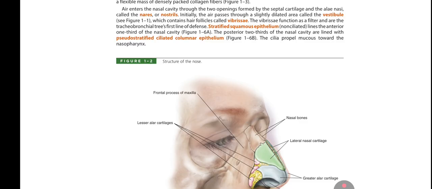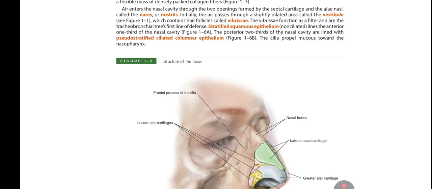Then here we have the posterior two-thirds of the nasal cavity. After you go through the anterior one-third, which is lined with stratified squamous epithelium, you will be left with pseudostratified ciliated columnar epithelium, which lines the two-thirds, because the first area is studded with the other type of tissue, the stratified squamous epithelium.